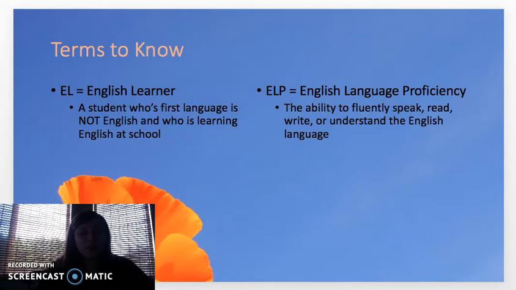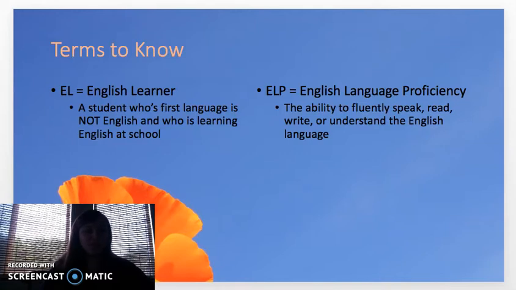Two of the terms that I'm going to be using a lot throughout this video are English learner and English language proficiency. An English learner is a student whose first language is not English and who is learning English at school. So they come to the school, their first language is not English. They may know some English, they may not know any. And that's what we try to figure out, and that's why we try to teach them a little more.